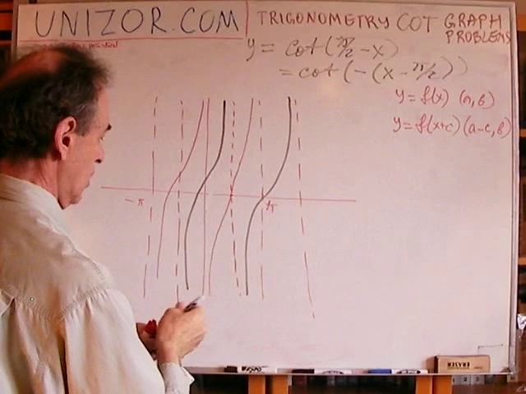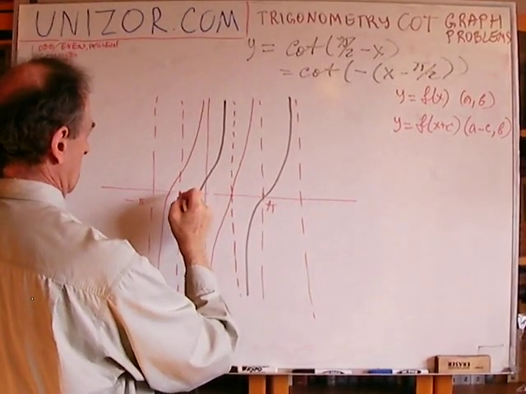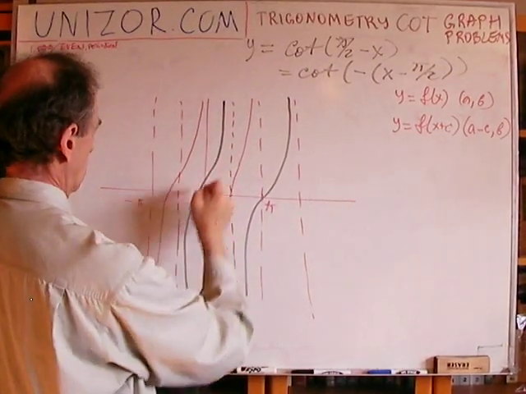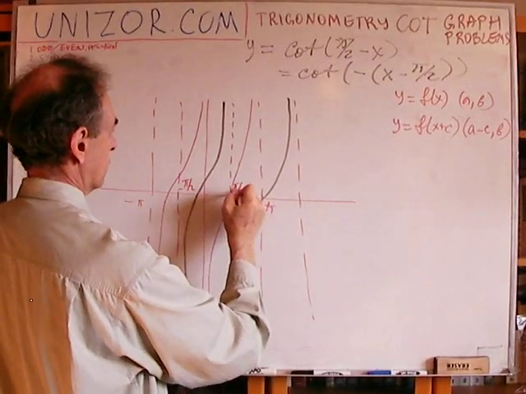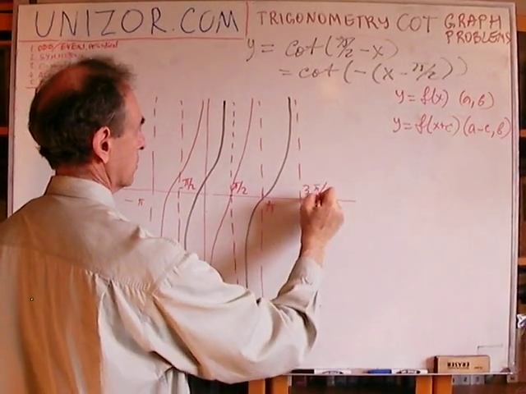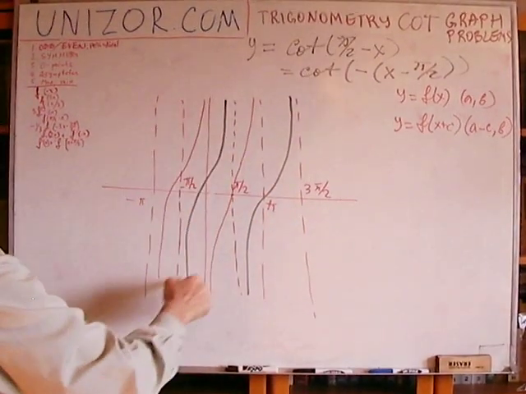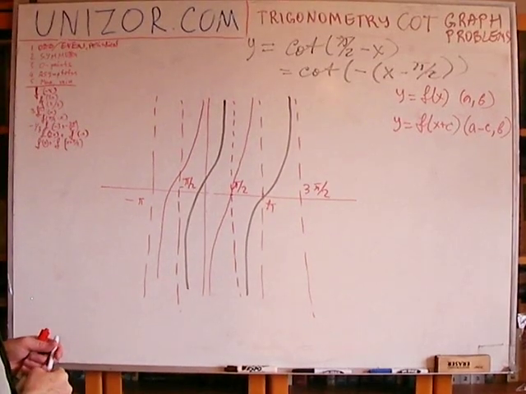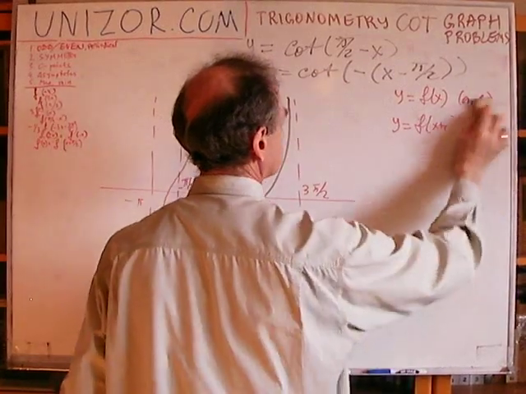So it goes from the black one. So it's minus pi over 2, this is pi over 2, and this is 3 pi over 2. So that's where the new asymptotes will be, and the black represents the graph of this function. Okay, done.